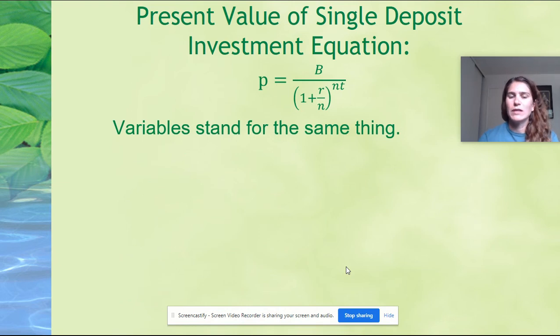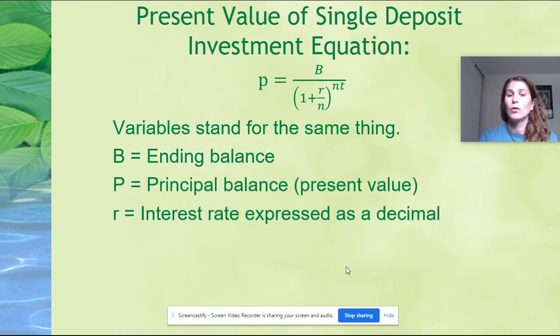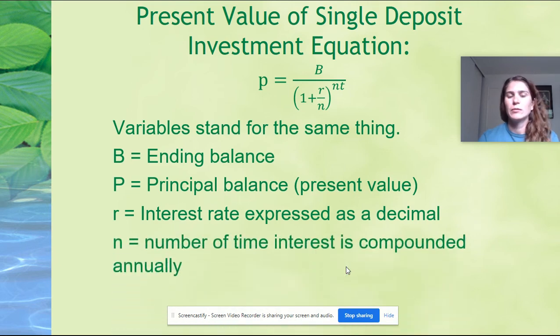Again, for present value, we should have a P in front of it. The variables stand for the same exact things. B was the ending balance, P is still our principal or our present value, the amount we're putting in now. R is the interest rate, N is the number of times the interest is compounded, and T is still the number of years.